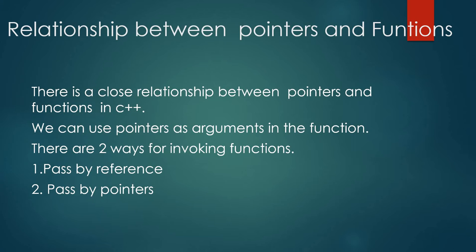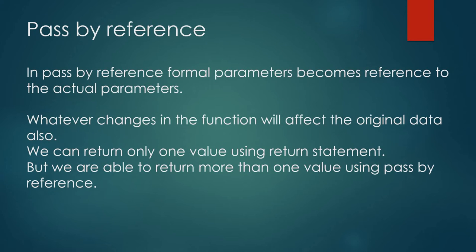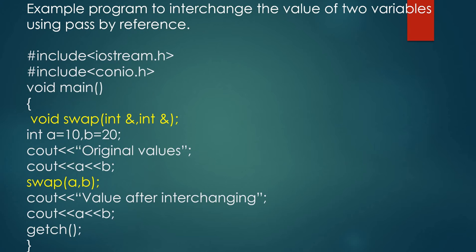First we can consider pass by reference. In pass by reference, formal parameters become references to the actual parameters. That is, whatever changes happen inside the function will affect the original data. We can consider one example program to interchange the values of two variables using pass by reference.